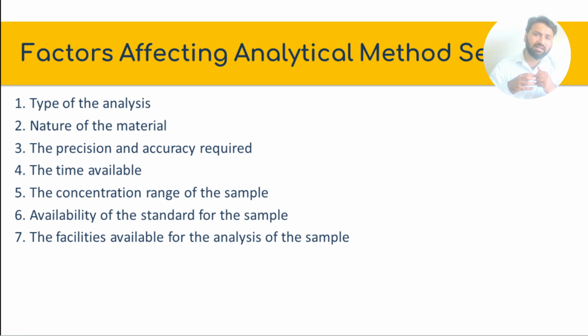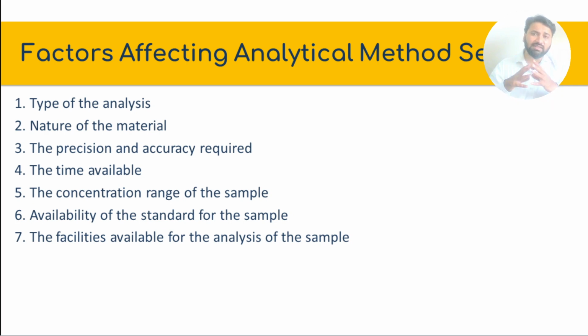The third factor which affects the analytical method selection is the precision and accuracy required. How much precision and accuracy are required, because we are working on pharmaceutical analysis. Some methods are less precise and less accurate, some are very precise and very accurate, some are less precise but very accurate. Based on the precision and accuracy requirement, we choose the analysis of the sample.